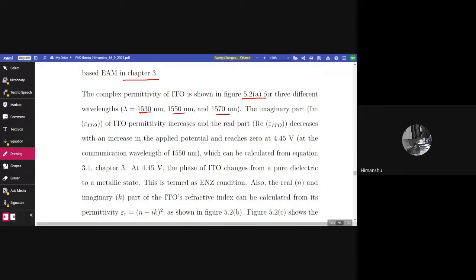The imaginary part, Im epsilon ITO, of the ITO permittivity increases and the real part, Re epsilon ITO, decreases with an increase in the applied potential, and reaches 0 at 4.45 volt at the communication wavelength of 1550 nanometer, which can be calculated from equation 3.1 in chapter 3. At 4.45 volt, the phase of ITO changes from a pure dielectric to a metallic state. This is termed as the ENZ condition.